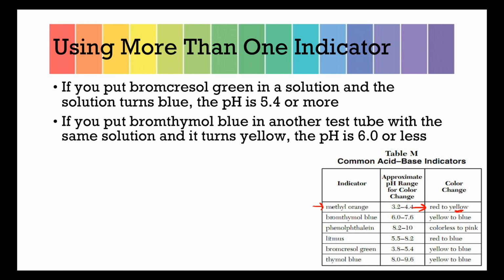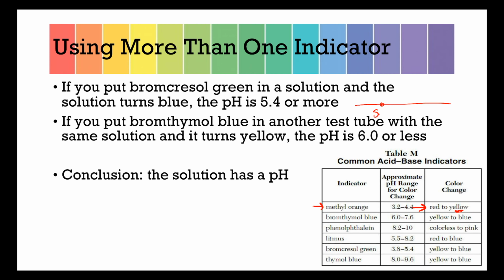So if you put Bromcresol green in a solution and it turns blue, that means it's a pH of 5.4 or more. Okay? So Bromcresol green is this one. If it's blue, it's 5.4 and higher. You still have all of the number line left. Now, if you put Thymol blue in another test tube with the same solution, it turns yellow. Thymol blue turns yellow, it is 6 and lower.